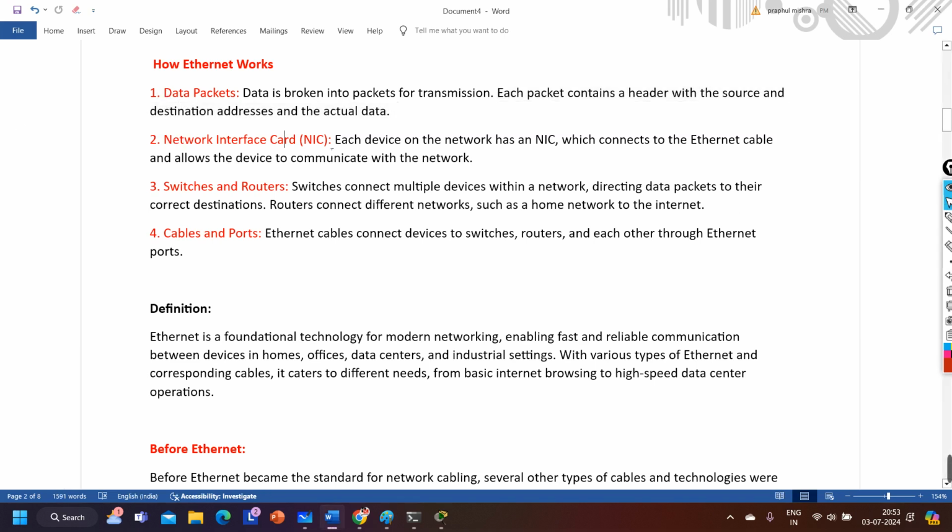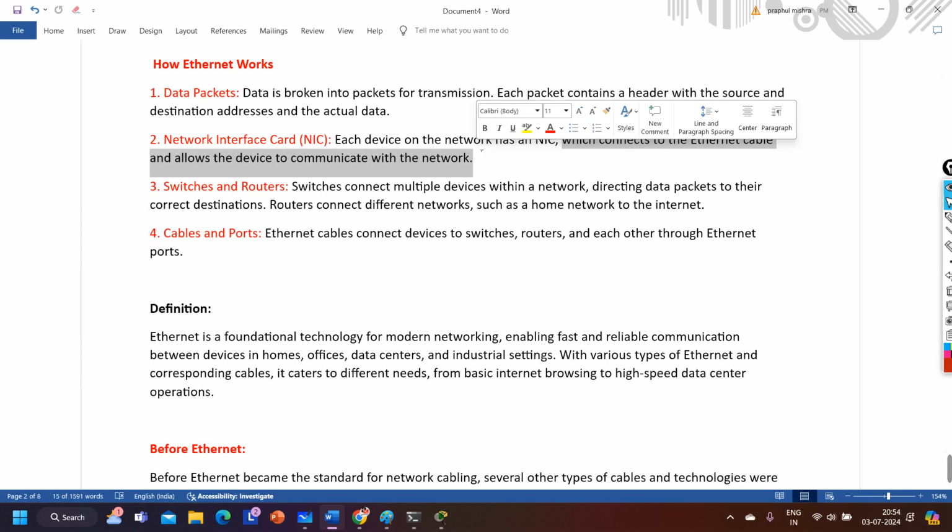Then guys, the NIC card. It will add the header with the data. After that it is going to forward it from the NIC. So each device on the network has a NIC which connects the Ethernet cable and allows the device to communicate with the network. So as I told you, to connect any networking device to the network, you need a NIC port, right? And the NIC port will have what address, guys? Source MAC address, source IP address.